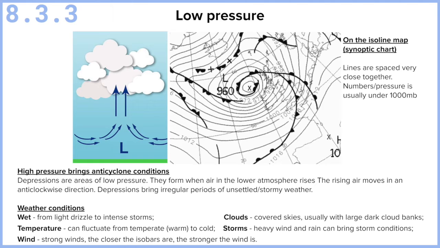So they form when the air in the lower atmosphere starts to rise up. This is because the air near the surface of the planet is warmed up, and warm air rises because it becomes less dense. And as it does so, it's going to carry any moisture, any water in the air, up into the atmosphere. And as it gets closer to the top of the atmosphere, it's going to get really cold. And all that water will condense.